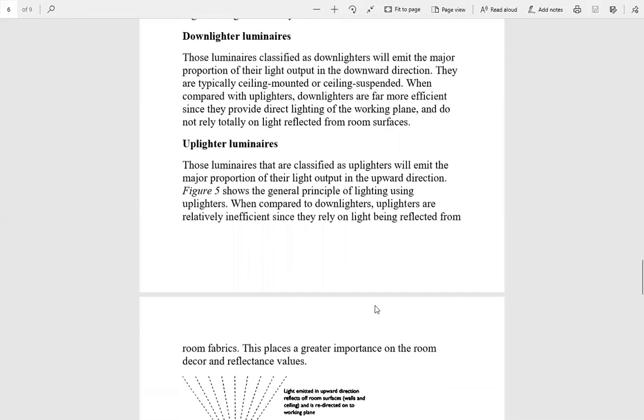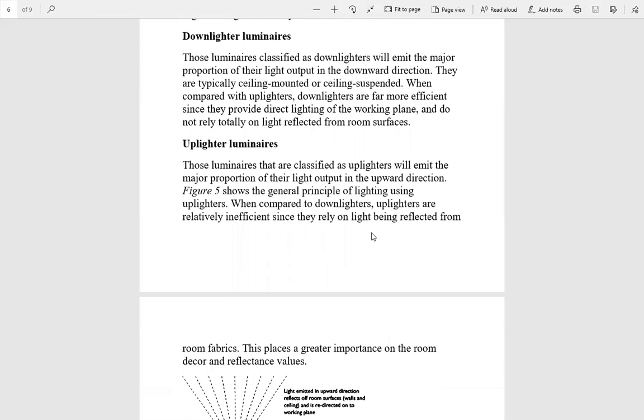Now downlighter luminaires. Those luminaires classified as downlighters will emit the major proportion of their light output in the downward direction. They are typically ceiling mounted or ceiling suspended. When compared with uplighters, downlighters are far more efficient since they provide direct lighting of the working plane and do not rely totally on light reflected from room surfaces.